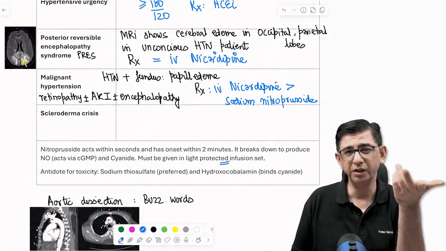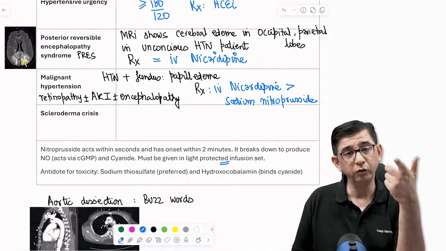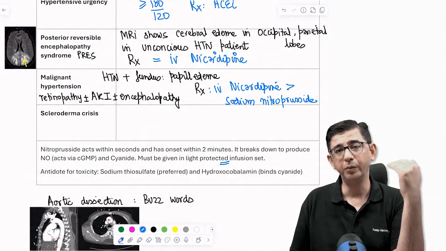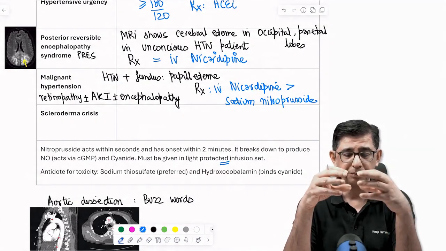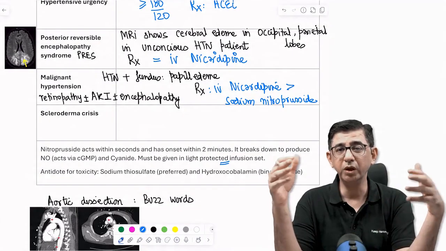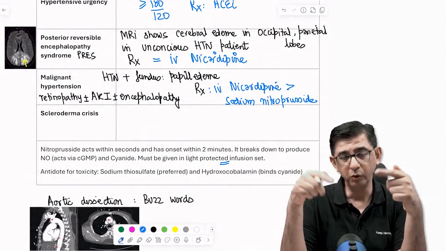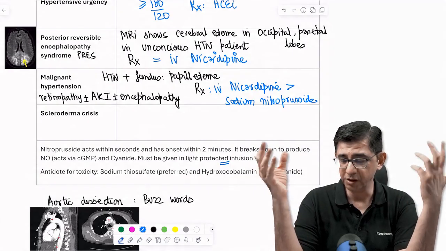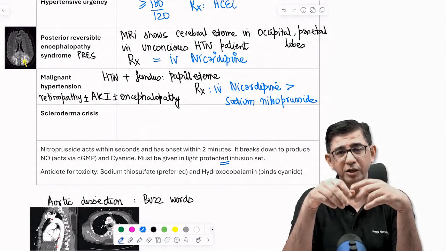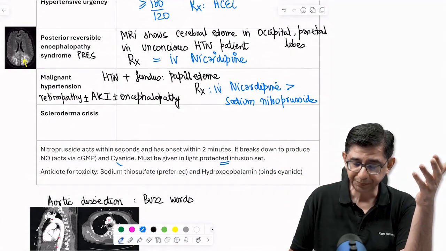The routine infusion set is going to be plastic, it's going to be white in color. But when you give nitroprusside, you will notice that it would be given through a light protected infusion set that would be brownish or blackish in color. When we don't have it, we can use aluminum foil also. That foil that we use to keep our rotis fresh, the same aluminum foil can be put over the infusion set and then infusion can be given. And in spite of that, if it's exposed to light, then there can be risk of cyanide toxicity.